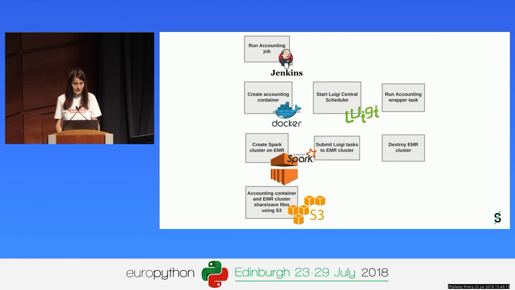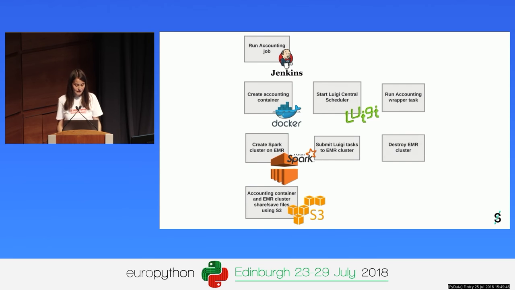The first thing that this accounting job is going to do is create the accounting container with the latest image from the registry. And once this container is up and running, the Luigi central scheduler will be started. Then a Luigi task that has as requirements all the Luigi tasks that generate final reports is going to be triggered. The first Luigi task that needs Spark for processing is going to create the Spark cluster on EMR.